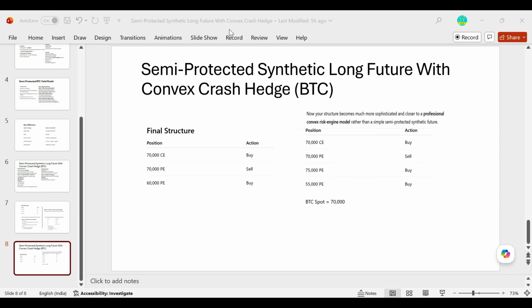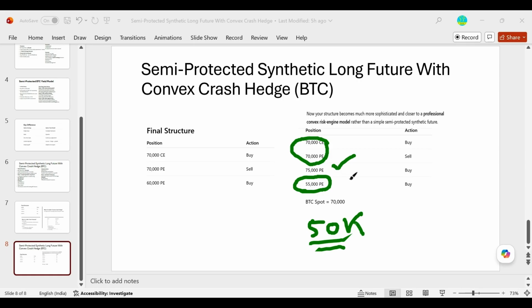In this professional convex risk engine model, imagine a case that there is a steep correction, and it is coming to the 50k level. So steep correction happened, and it has come to the 50k level. What will be the implications here? This call and put, you can directly bring it to the 50k level. This you can book a profit. So your 55 put is there, your net will definitely be at a profit at this point of time.